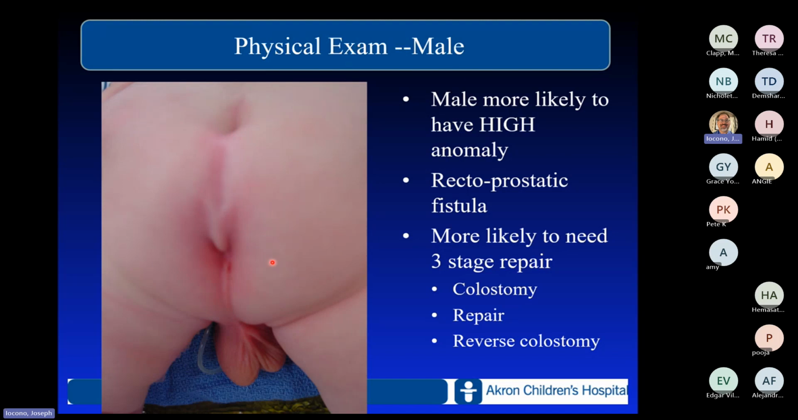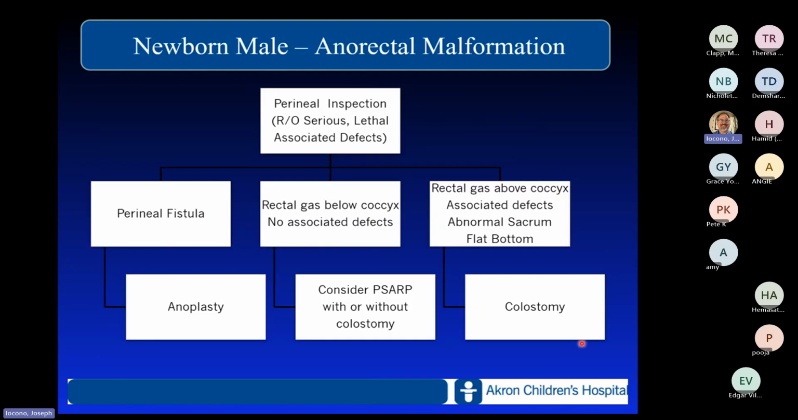If you examine a male with an imperforate anus, he's more likely to have a high anomaly, meaning that the colon did not make it anywhere near the anal verge, and it's usually at the prostate. So there's usually a rectoprostatic fistula, and you're most likely to need a 3-stage repair. The first stage is a colostomy, the second stage is a repair, and after that heals, the third stage is to reverse the colostomy over the course of the first year of life.